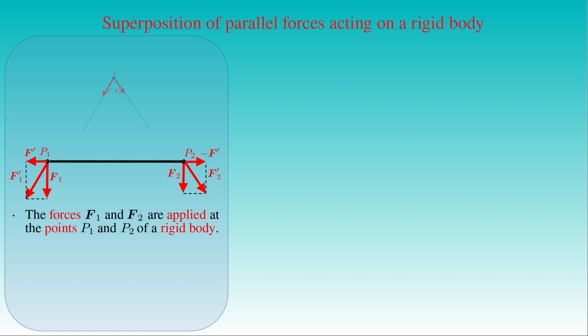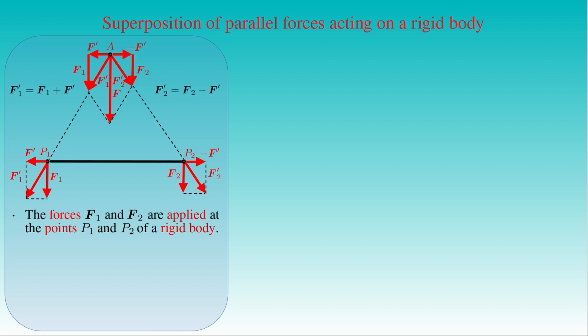Now we translate the forces F1' and F2' to the point of intersection A of their lines of action, and determine their net force F by using the parallelogram law. Since the force F1' is equal to the vector sum of the forces F1 and F', and F2' is equal to the vector sum of F2 and -F', the auxiliary forces F' and -F' cancel each other out in the vector sum of F1' and F2'. As a result, the magnitude of the net force F is given by the sum of the magnitudes of the forces F1 and F2.